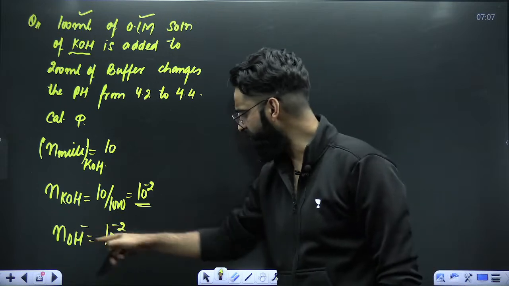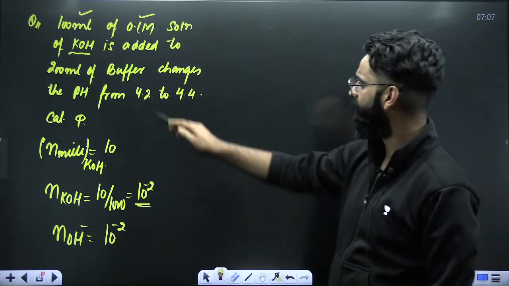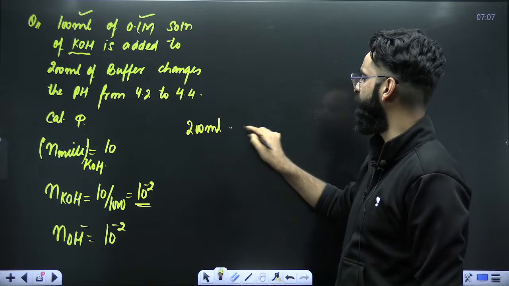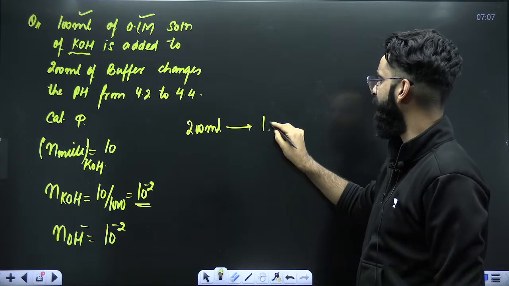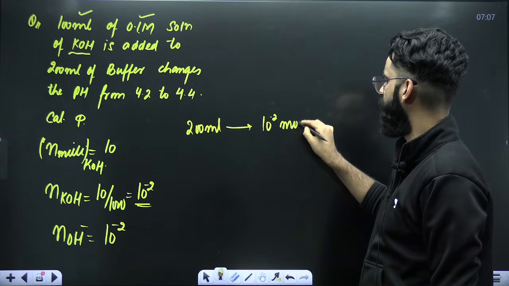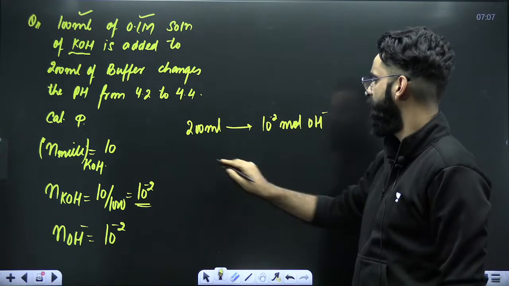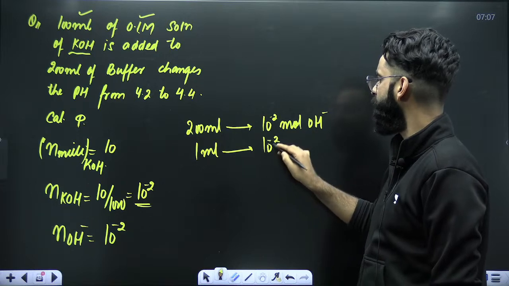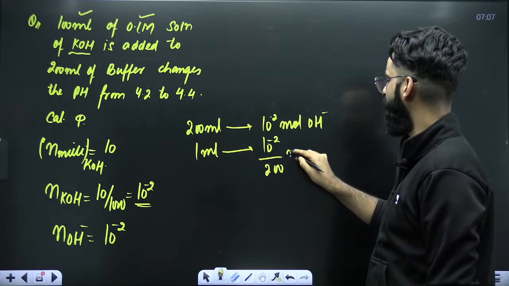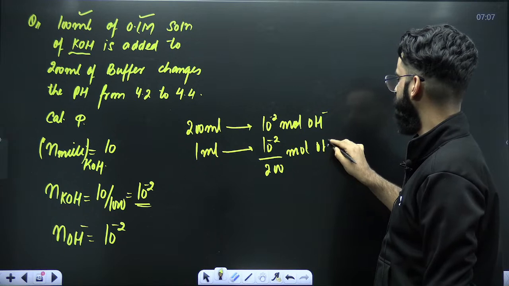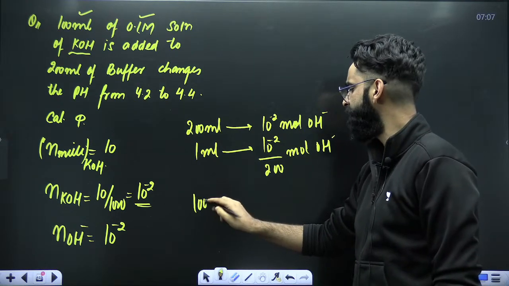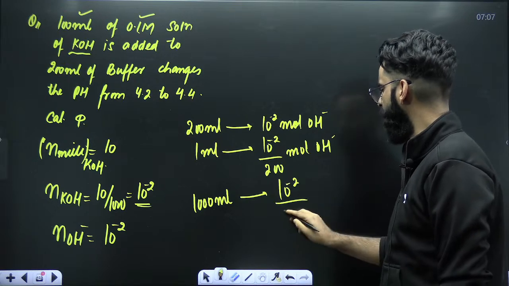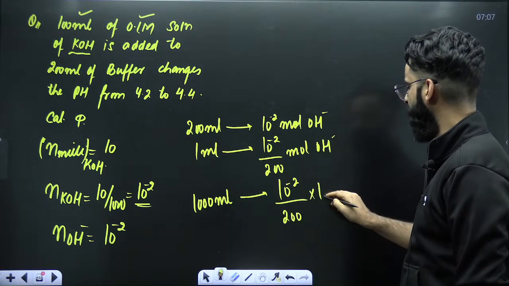So these many moles of OH negative you are adding to 200 ml of buffer solution. Towards 200 ml of buffer solution, you are adding 10 raised to minus 2 moles of OH negative. So in 1 ml of buffer, you are adding 10 raised to minus 2 divided by 200 moles of OH negative. So towards 1000 ml of buffer, you are adding 10 raised to minus 2 divided by 200 multiplied by 1000.